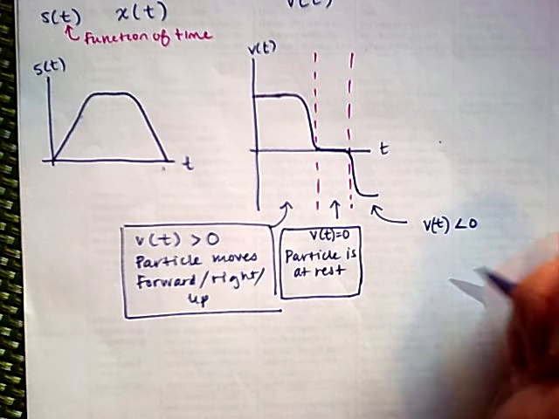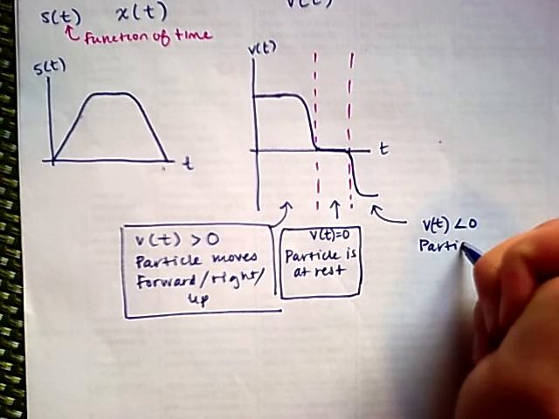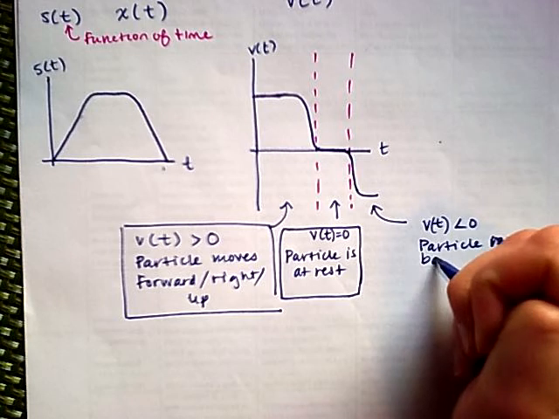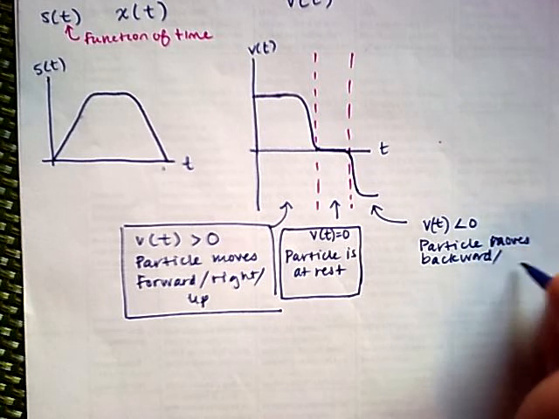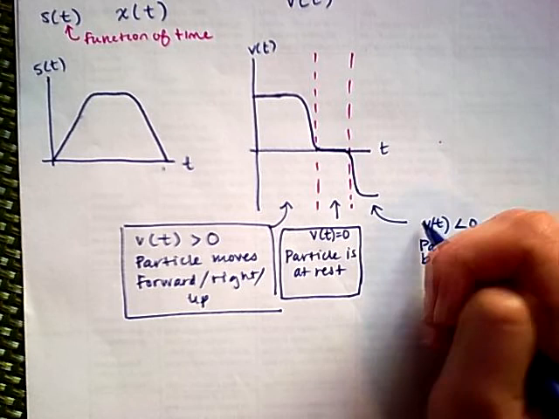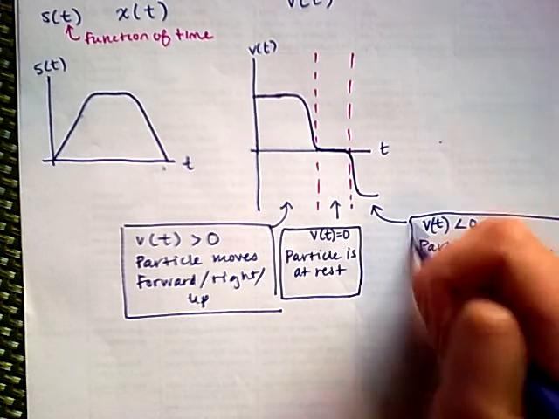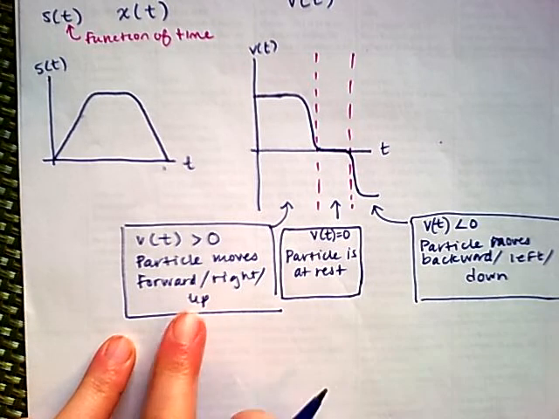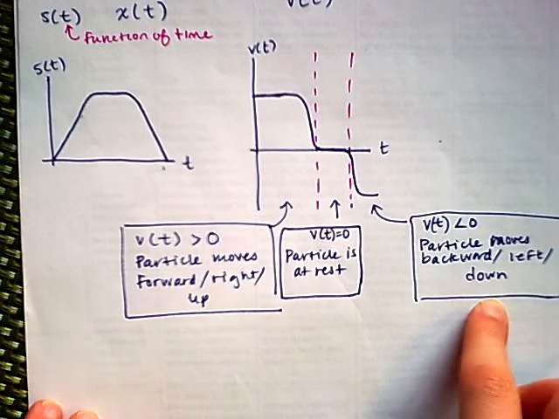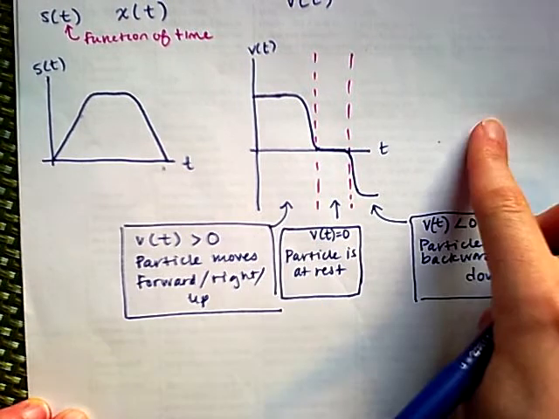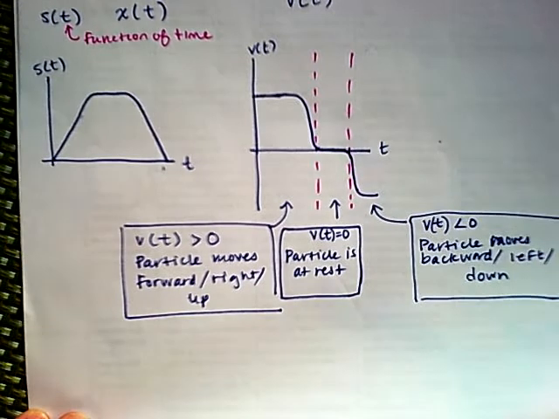So the particle moves backwards, or to the left in the negative direction, or if we're going vertically, down. Okay, so now that we have the visual representations of interpreting what's going on in the position function and the velocity function, we're going to skip the acceleration function for now, but we're still going to think about that in a little bit.